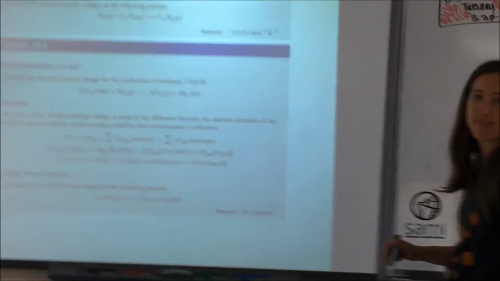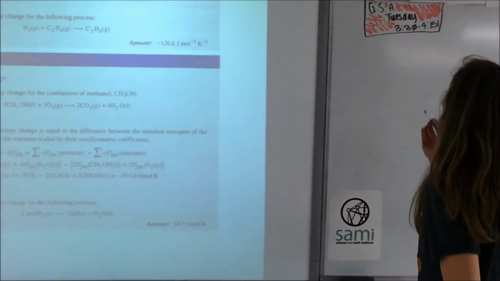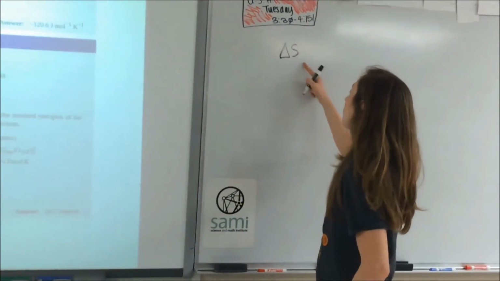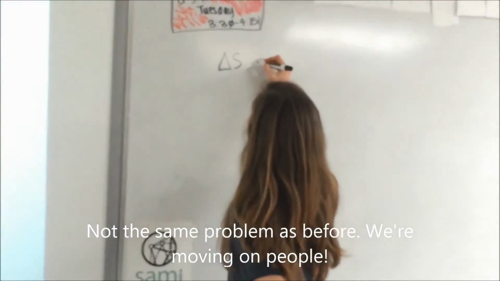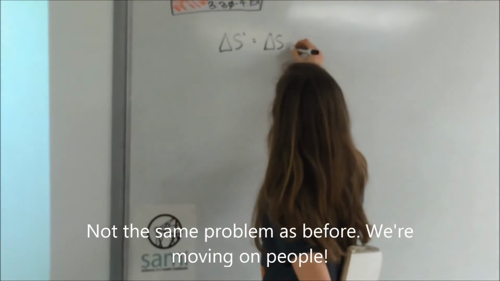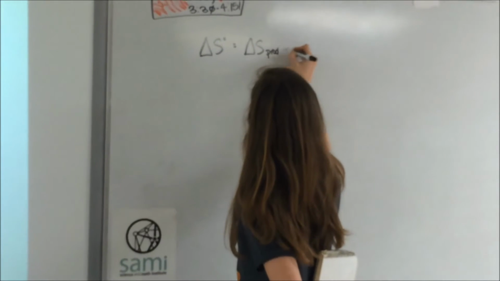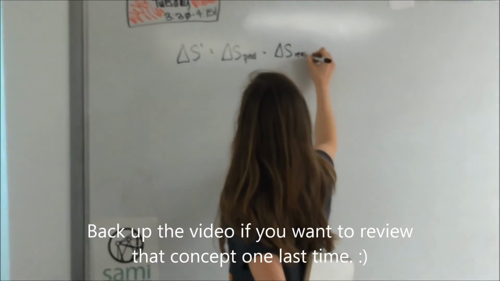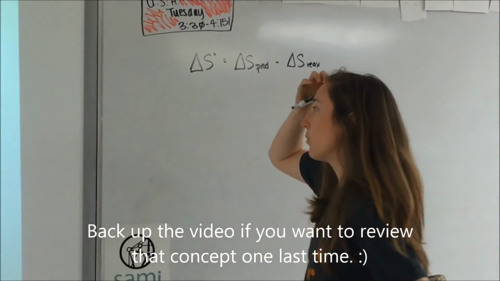Let's just go for it. All right, we're going to continue going with problems. We're going to use this similar equation again. Remember whenever we were doing entropy, but instead we had entropy prime was entropy of the products minus entropy of the reactants. That's what we're going to be looking at for this equation.